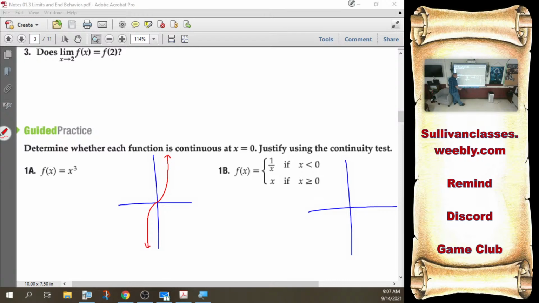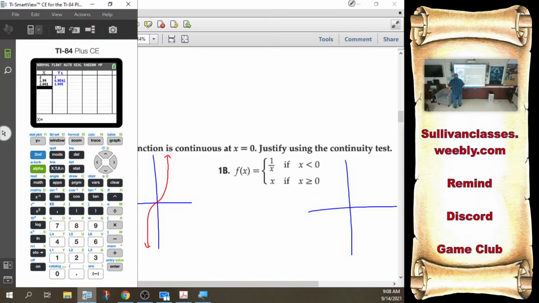I'm specifically testing at x equals 0. So I ask the question, does f of 0 exist? If I plug a 0 into x cubed, does it break math or does it give me a number? Oh yeah, 0 cubed is just 0. Yay. Limit of my function as x approaches 0. Okay, on this one, y'all arguing about it back there, so I'm going to bring it up.